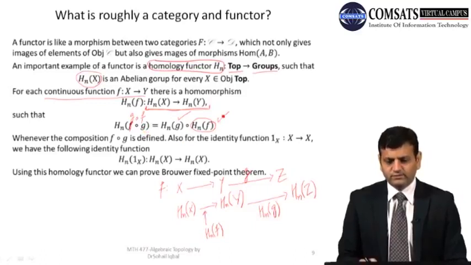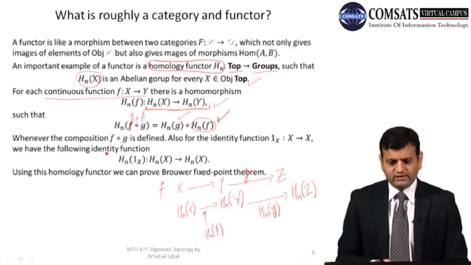So now we have images of the three components of the category. We know how to take images of the objects, we know how to take images of the morphisms, which are continuous functions in this case, and we know how to take images of the composition. So these three essential components have been mapped from one category to the other category. That's what, roughly, a functor is.